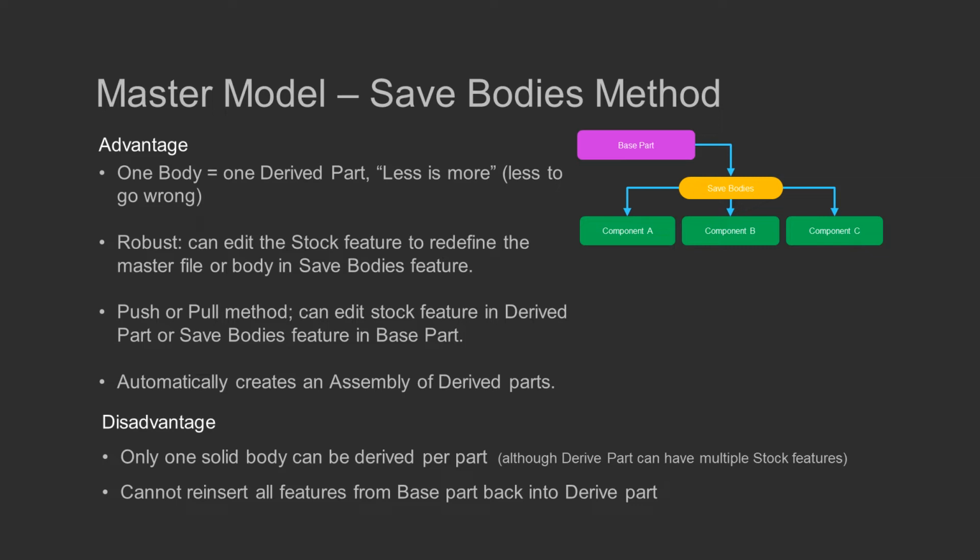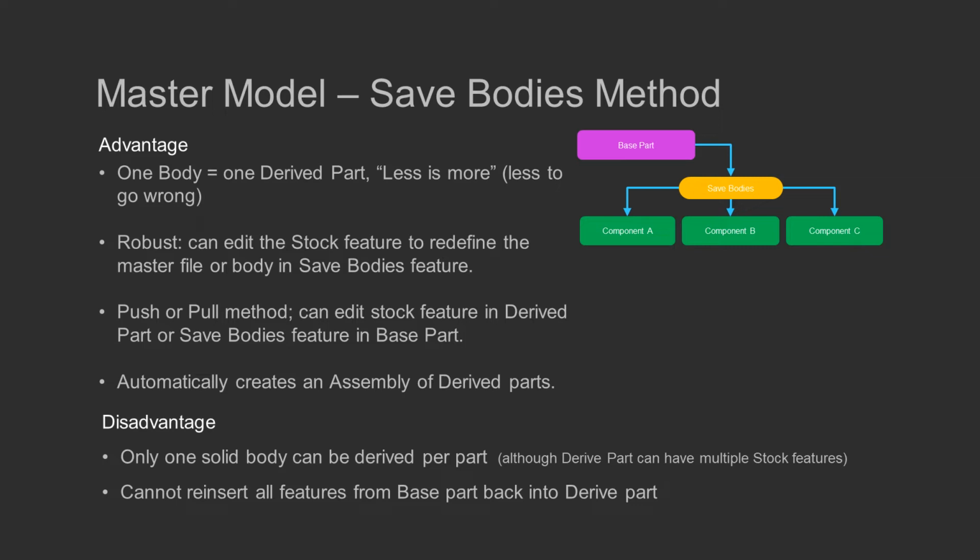You can also reassign the stock feature of the derived part to an entirely different master model, which makes it versatile and useful for correcting issues with the master model method. And it also automatically can create your main assembly of derived parts when you create that save bodies feature.